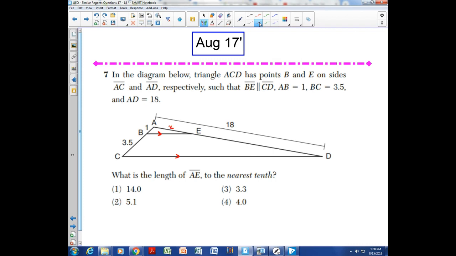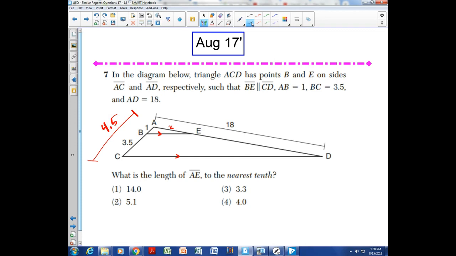Now, again, the side splitter theorem does apply. However, we really don't have enough information to use the side splitter theorem. So I'm just going to be careful that I'm consistent in the proportions that I create. So if I have 18, which is the whole entire side on the right side of triangle ACD, right? It's the whole AD. I'm going to figure out what the whole entire side here is, which is really easy to do because it's just 3.5 plus 1, which is 4.5.